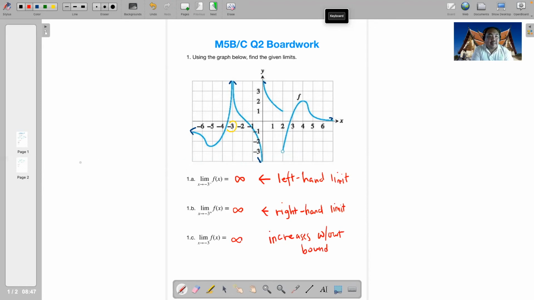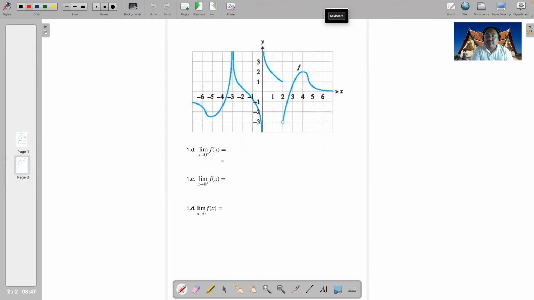So let's move to the second number. How about at 0? More specifically, 0 from the left. So our point of interest this time has shifted from -3 to 0. Our point of interest now is at 0. Not just 0, but for 1D, at least, it is from the left. Let me just make some adjustments. This is 1E, and this is 1F.